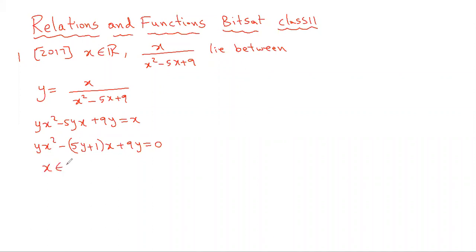For this equation to have a real root, the discriminant should be greater than or equal to 0. It cannot be negative. If the discriminant is negative, then this equation will have imaginary roots, so the x value will be imaginary. That's why we need to solve this. What is the discriminant? B square minus 4ac. B is this. B square is (5y plus 1) the whole square minus 4 into a, which is y, and c is 9y, greater than or equal to 0.